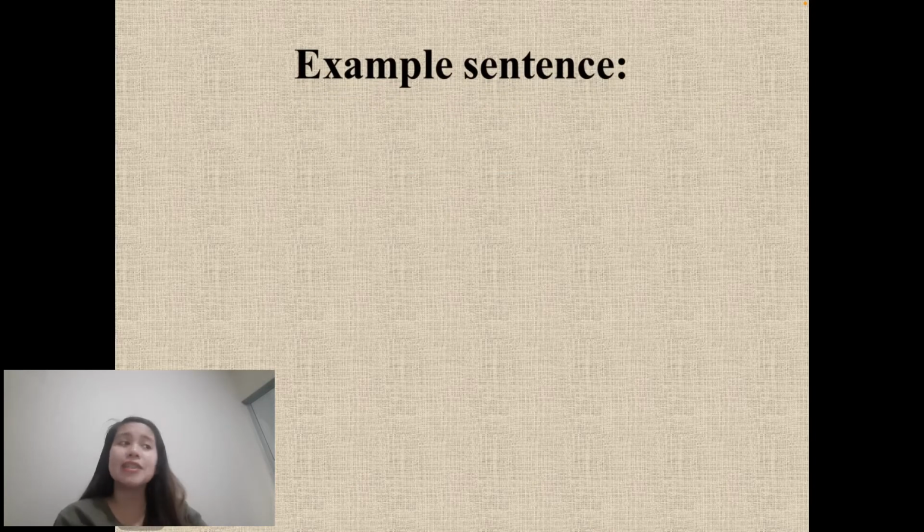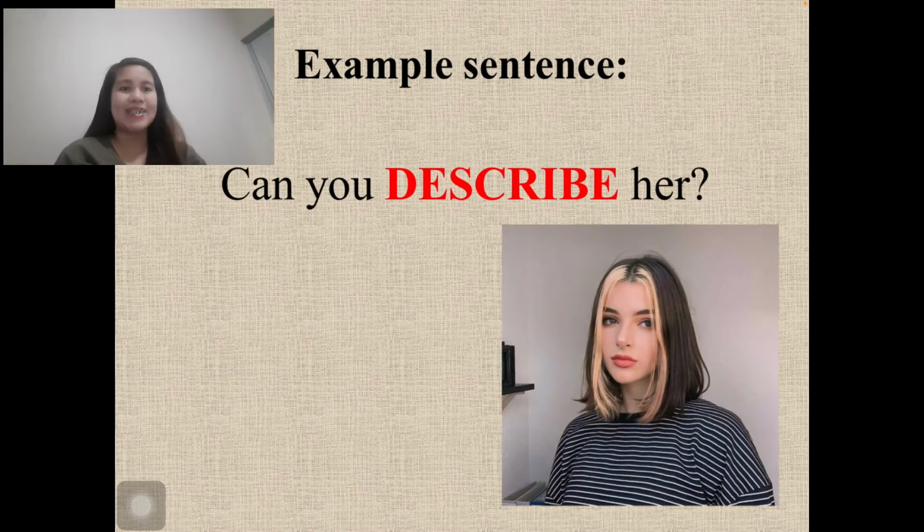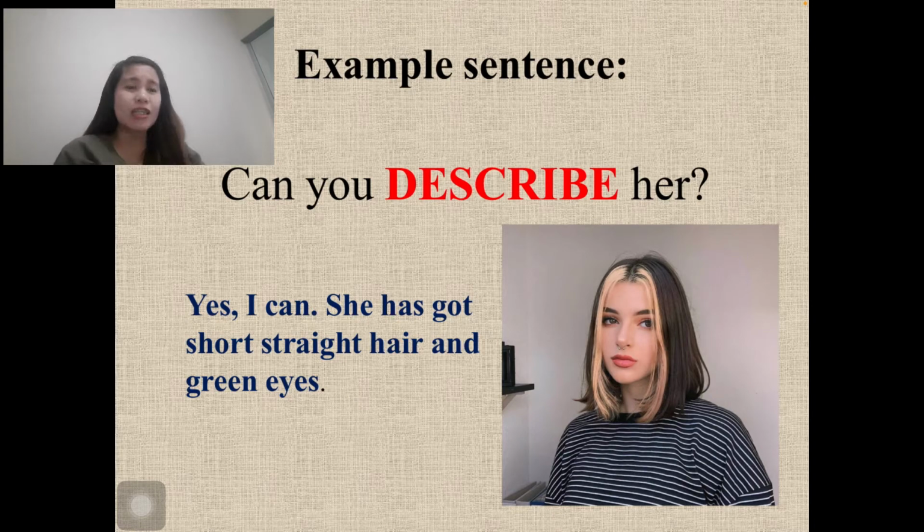So let's have the example sentence. Can you describe her? Look at the picture. Can you describe her? Yes, I can. She has got short hair, straight hair, and green eyes. So that is describe. Tell something about animals or anybody or anything that you see. That is describe when you say something about what you see. Okay? Do you understand? Alright, so now let's proceed to our lesson.